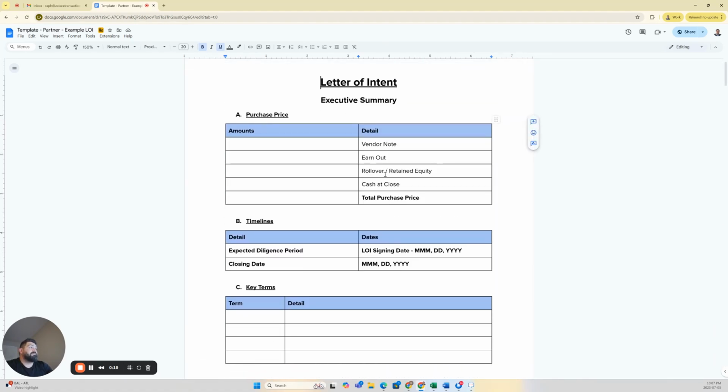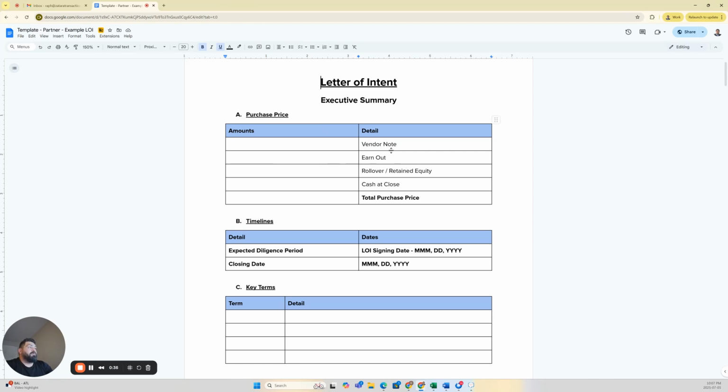Our executive summary is going to show the vendor note, the earnout, the rollover, the cash at close, and then the total purchase price. So this is your total enterprise value. This is what you value the company for, right? And then this is your capital stack, right?